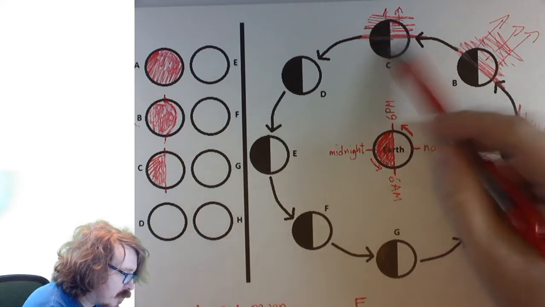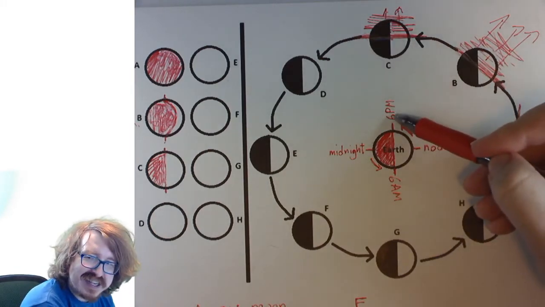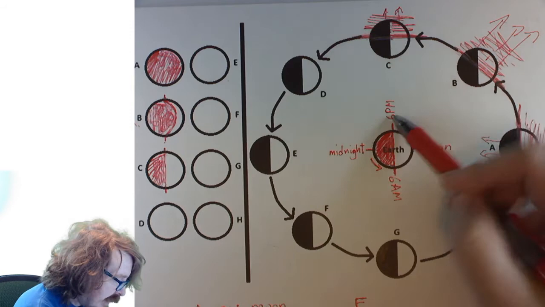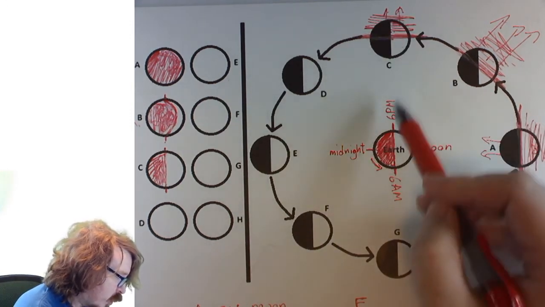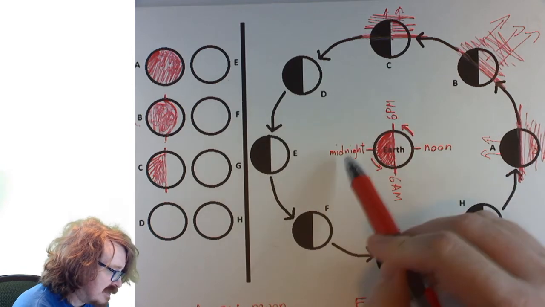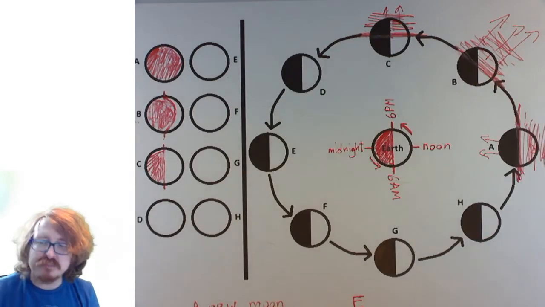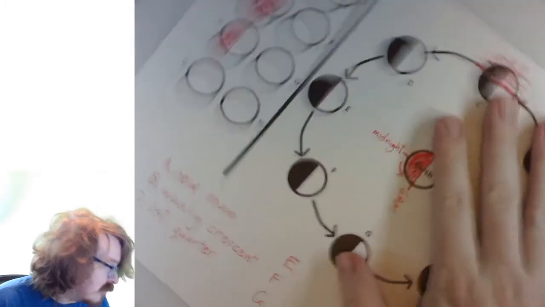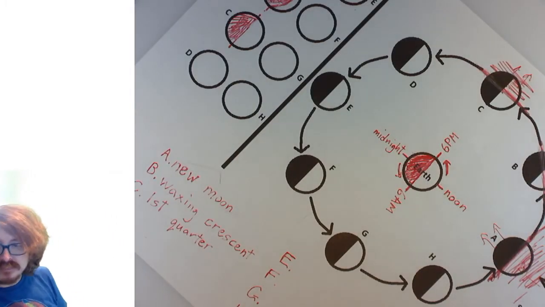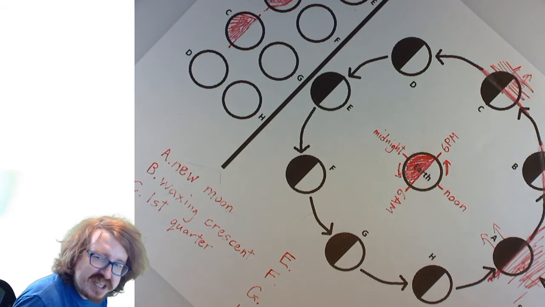It's at your zenith. The first quarter moon is straight over your head at 6 p.m., okay? And then it sets at midnight. So that moon rises at noon, it's over your head at 6 p.m., and it sets at midnight, okay? Don't worry, you'll get the hang of it eventually. Okay, let's do moon D.